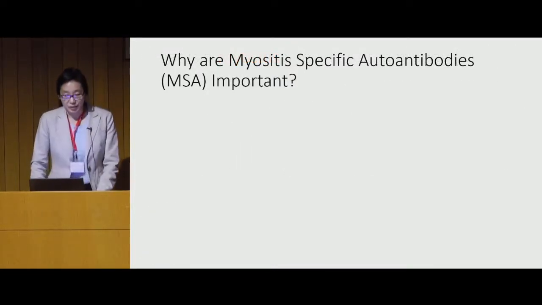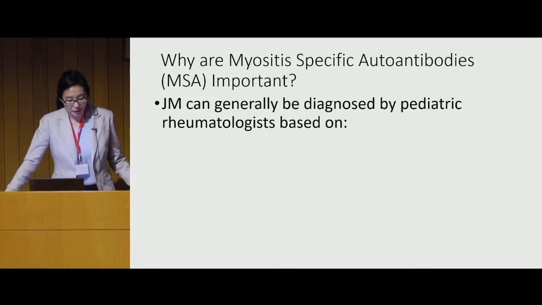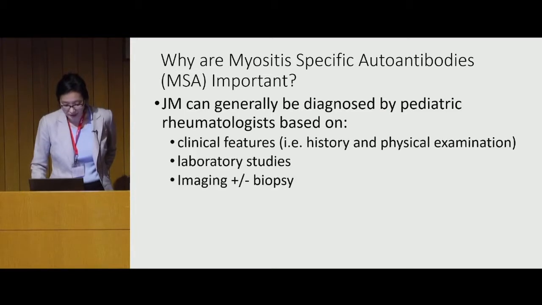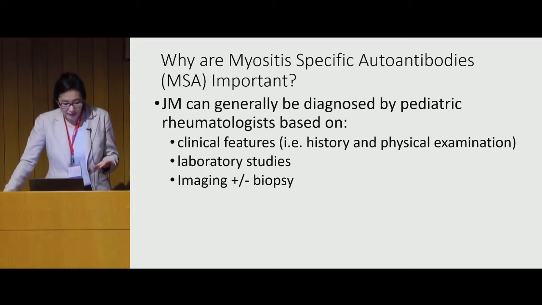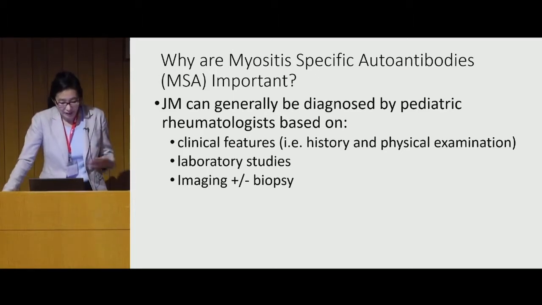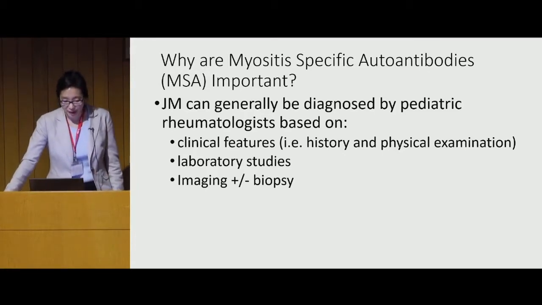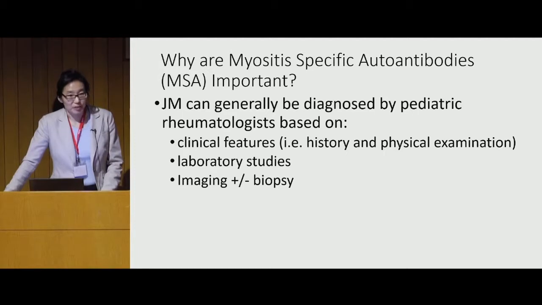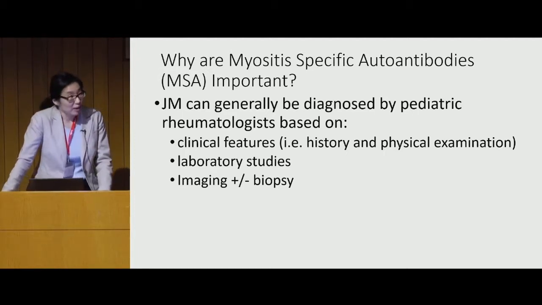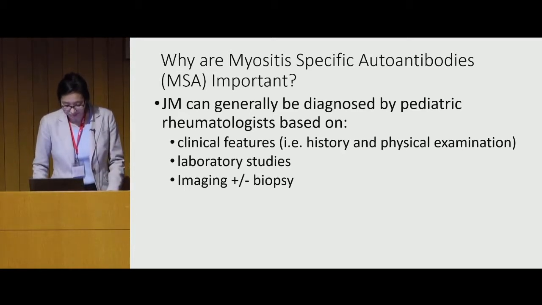So why are these important in juvenile myositis? In general, with diagnosis, juvenile myositis can be diagnosed by a pediatric rheumatologist based on clinical features like a history, a detailed review with the family and the child of what's been happening and how that evolved over time, and a detailed physical examination, like assessing strength and specific rashes and any other features. There are standard laboratory studies that can be done in any lab, like checking for muscle enzymes and blood counts. And this may also include imaging, like by MRI, and may or may not include getting a muscle biopsy.